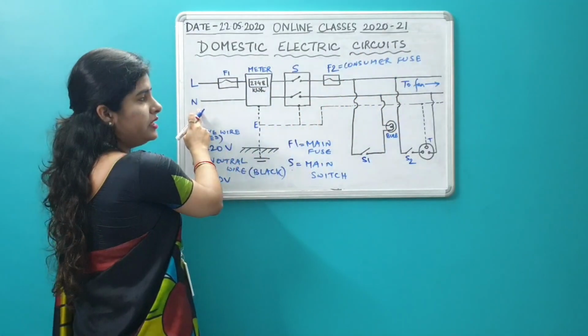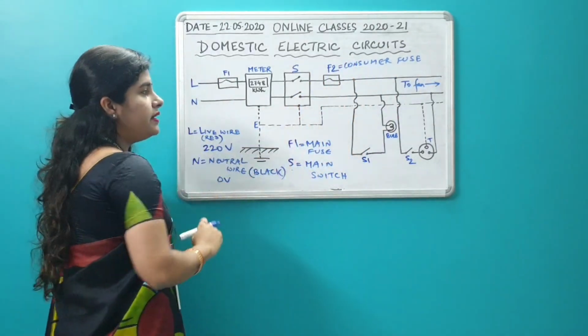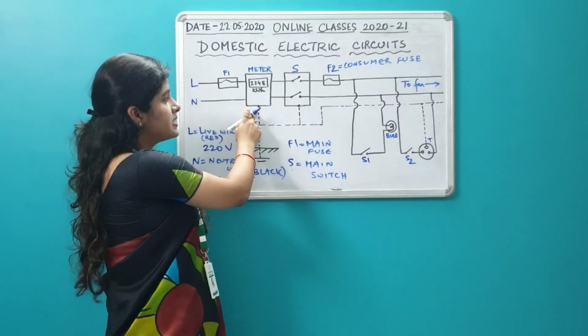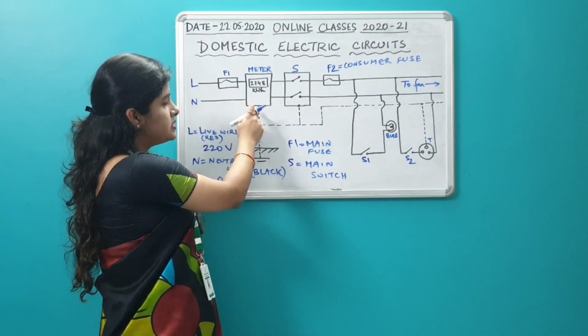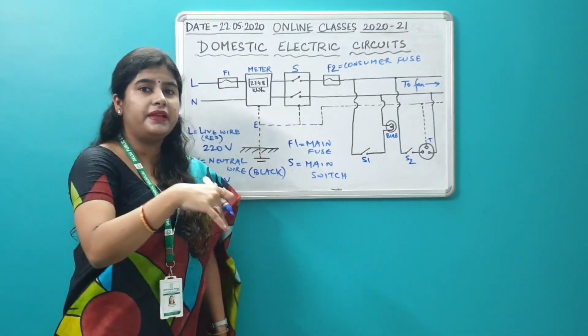And look at the neutral, which is of 0 volt. This is also entering your house. There is another wire which is marked E. Can you see? It is coming down right from the main meter and it is going deep inside the earth.